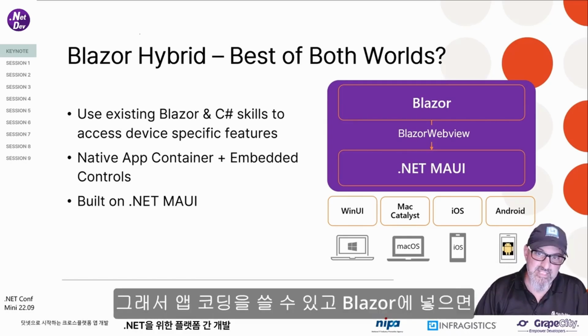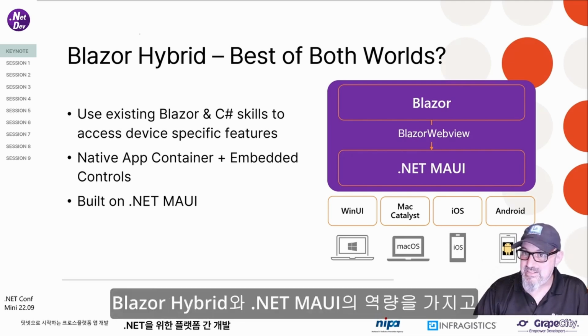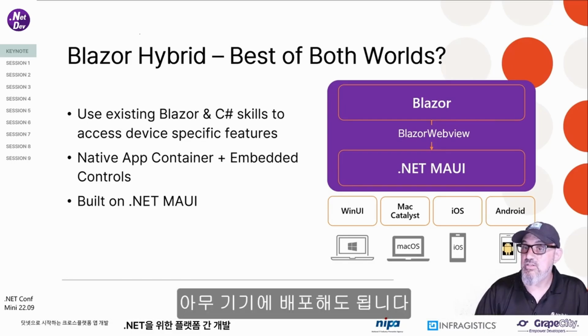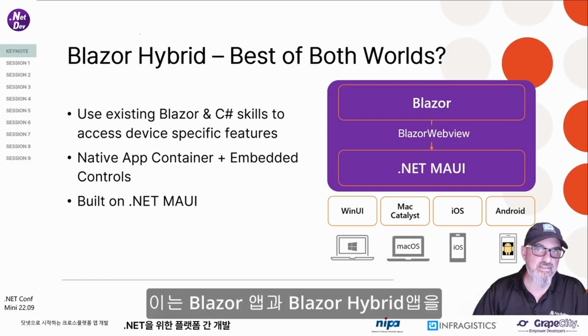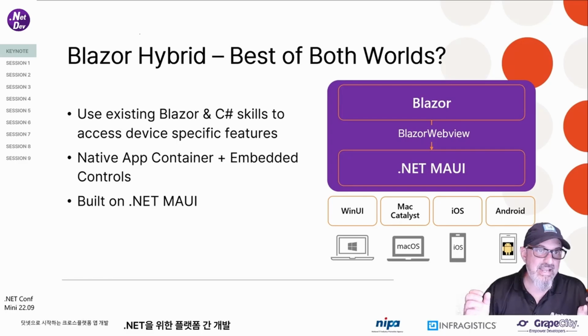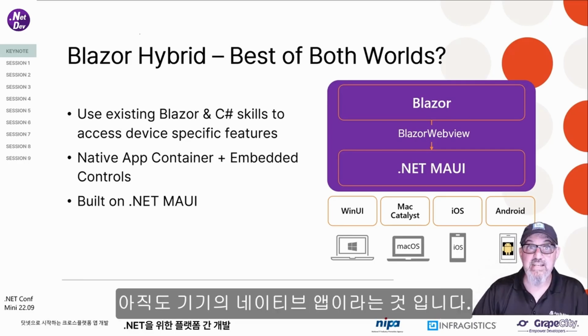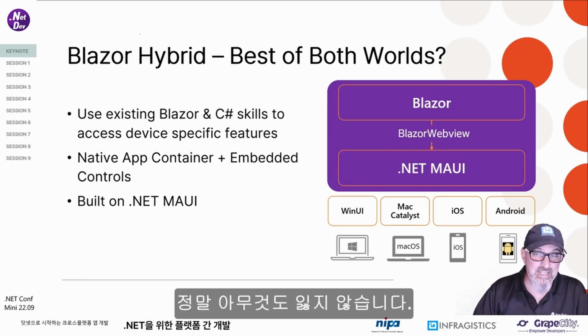So I can write this application in Blazor, and then as needed in the future, with the capabilities of Blazor Hybrid and .NET MAUI, take that application and deploy it to any device. So it is pretty exciting. There's 100% code reuse between a Blazor application and a Blazor Hybrid application, but the key thing that I want to stress here is it's still a native application on the device. You're not really losing anything.